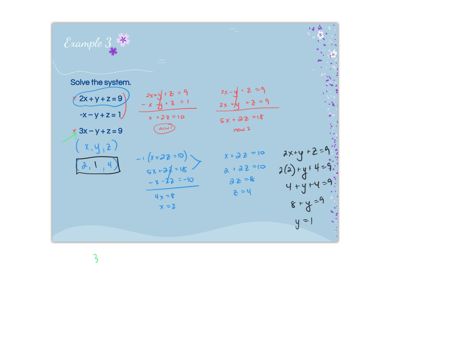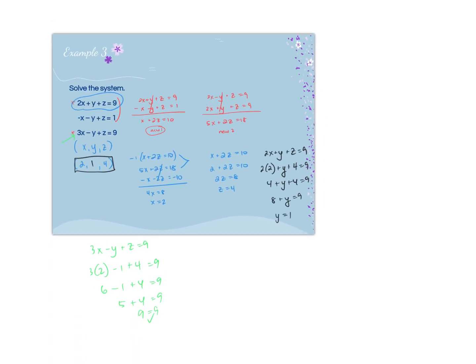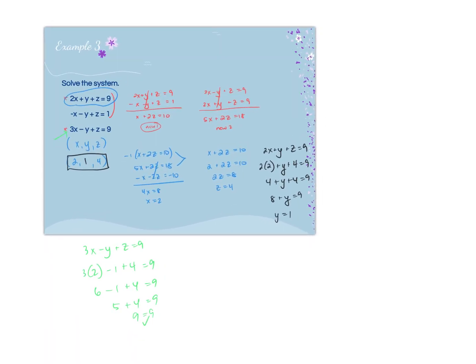Let's check it. So 3x minus y plus z is 9. 3 times 2 minus 1 plus 4 equals 9. 6 minus 1 plus 4 is 9. 5 plus 4 is 9. 9 equals 9. Check. It worked. Okay, and on a test you should check it because it's silly to get it wrong for not checking. Obviously I would probably check after I've done all the problems because you don't want to run out of time, but probably checking is a good thing.